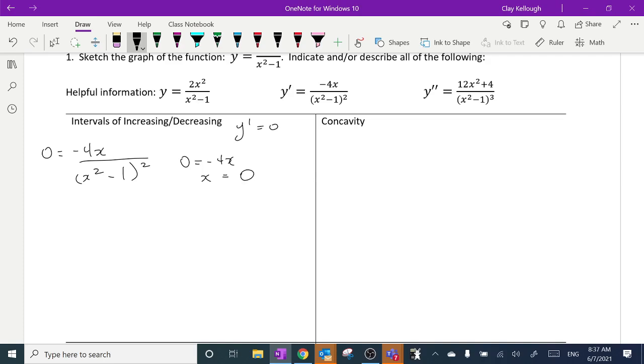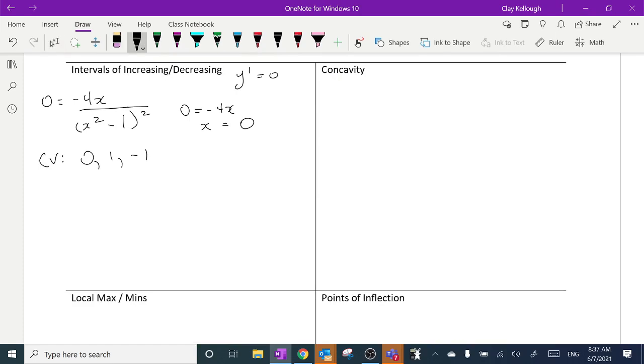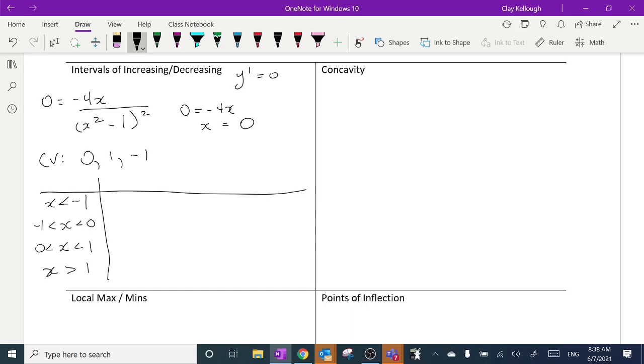But you also have critical values where this thing does not exist, right? So your critical values are the ones where you have the derivative of 0, and then the derivative wouldn't exist if x was plus or minus 1. So there's my critical values. So I'm going to make myself one of my usual interval charts. So furthest left is negative 1. And then I have to consider the interval between negative 1 and 0. Then I have to consider the interval between 0 and 1. And then I have to consider the interval more than 1.